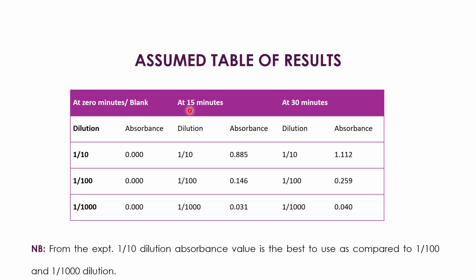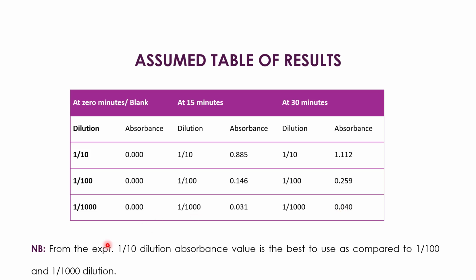Now let us look at the 15 minutes. For the 1 in 10 dilution, our absorbance is 0.885. For the 1 in 100 dilution, we had an absorbance of 0.146, and for the 1 in 1000 dilution, we had an absorbance value of 0.031. At 30 minutes, for the 1 in 10 dilution, we had an absorbance of 1.112, for the 1 in 100 dilution it is 0.259, and for the 1 in 1000 dilution it is 0.041.